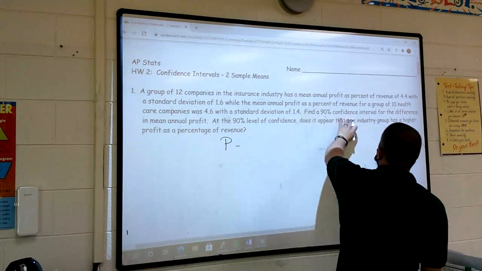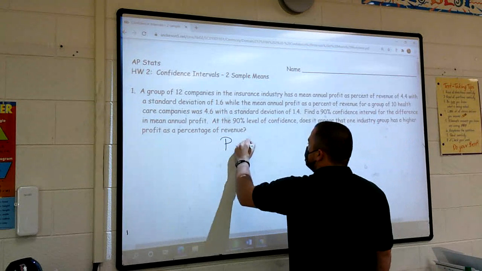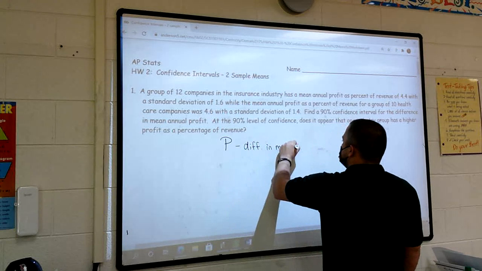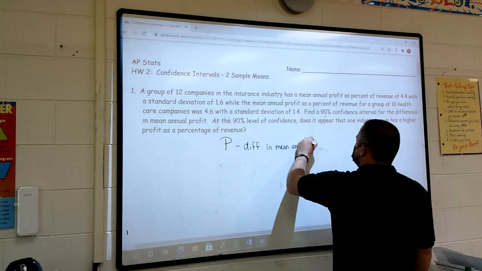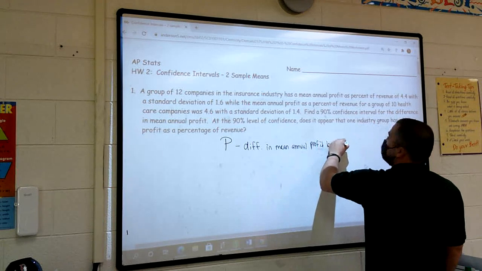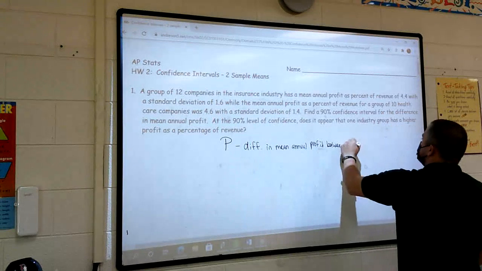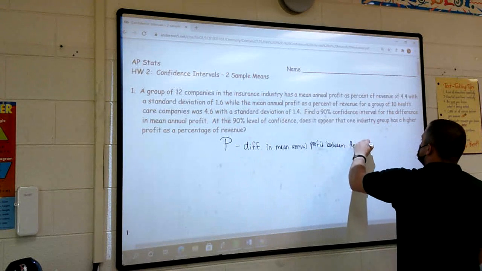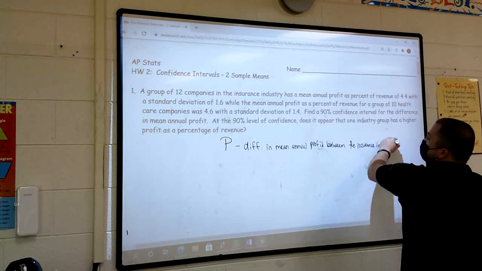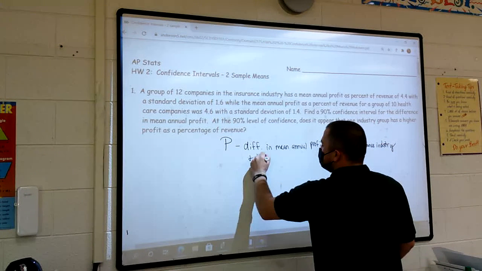We're going to say we would like to find, and it's right here, the difference in mean annual profit between the insurance industry and healthcare companies.